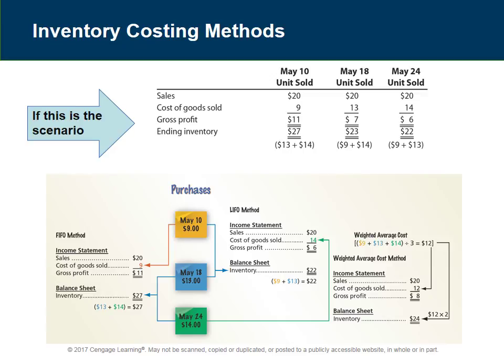LIFO says, I'm going to assume that the very last items that I bought are my cost of goods sold. And so that places the $14 as the cost of goods sold. And again, weighted average, as we said, takes an average. Missing here, of course, is specific ID, and that would be an example of being able to specifically identify which unit you sold. Okay, so this concludes part 1 of 3.